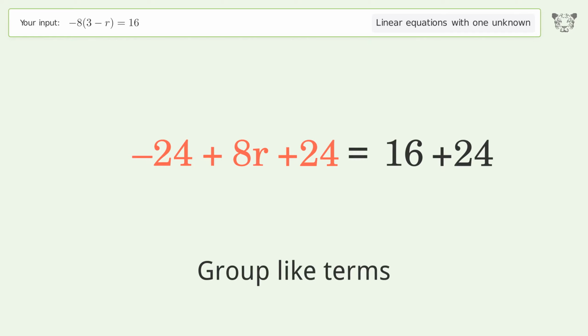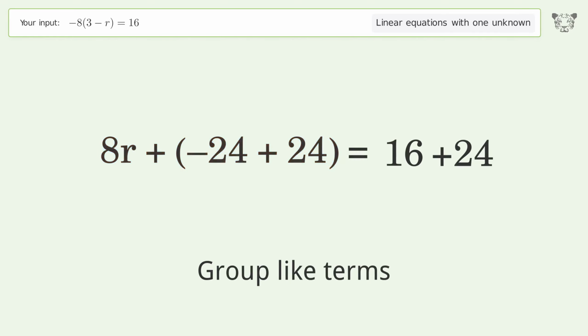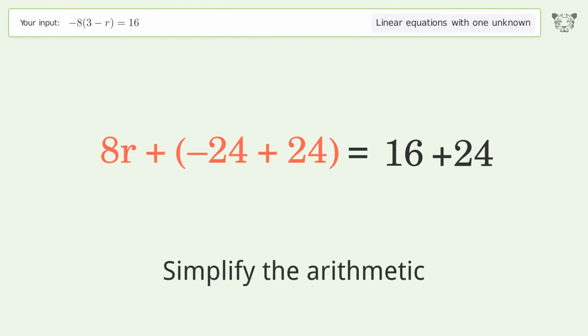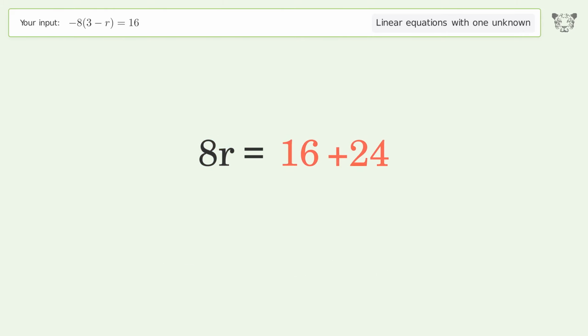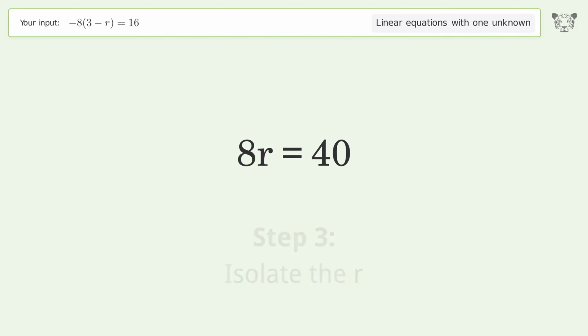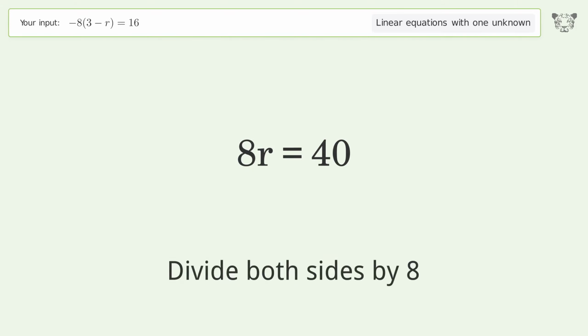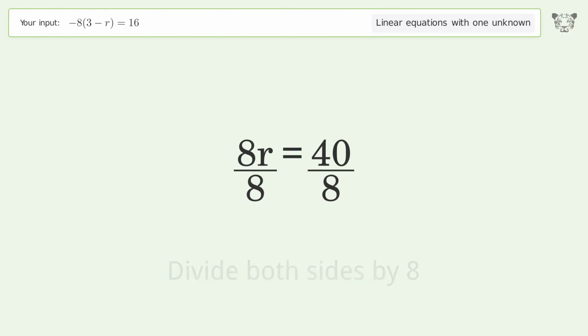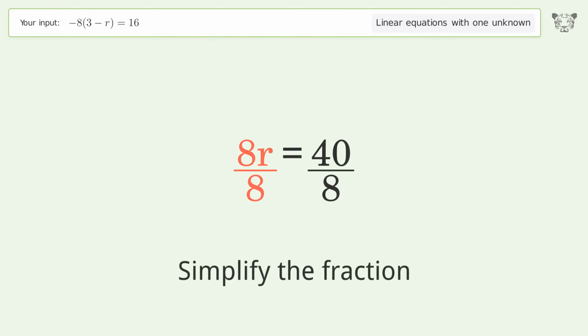Group like terms. Simplify the arithmetic. Isolate the r. Divide both sides by 8. Simplify the fraction.